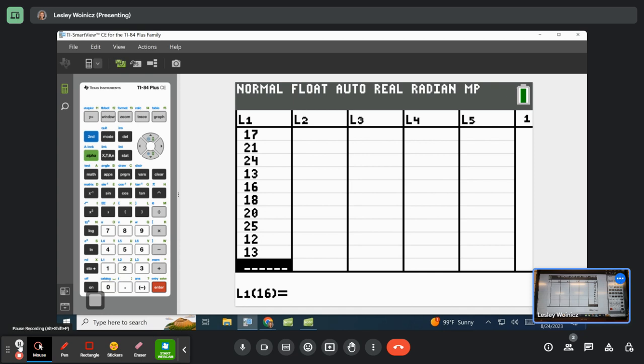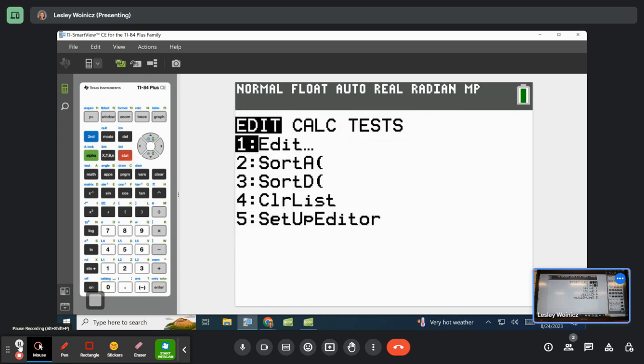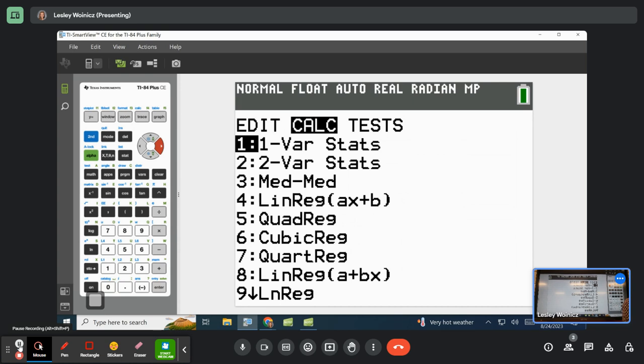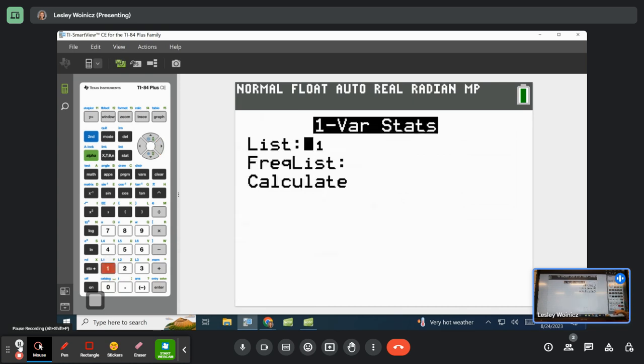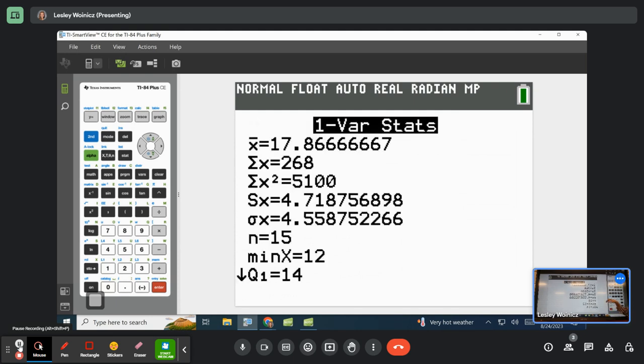Okay, next we go back to Stat. And we're going to select the Calculate menu. So right now we're on the Edit menu. To get to Calculate, we have to arrow to the right. Then we're going to pick 1 for 1-variable stats. Enter a bunch of times, and then it gives us all this awesome information.